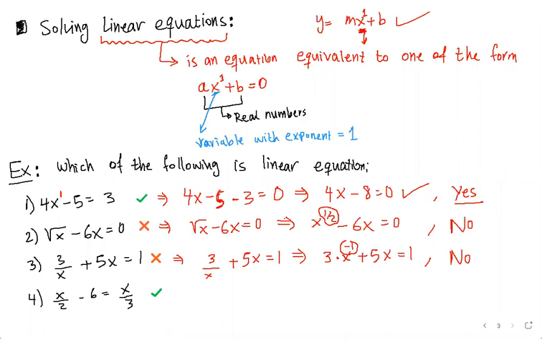Explain why. The important things for looking for linear or not linear: the exponent of the variable must be 1. This is the first thing. Second, this equation is equivalent to ax plus b equals 0. Why? Because if I subtract x over 3 from both sides, x over 2 minus 6 equals x over 3, this gives me x over 2 minus x over 3 minus 6 equals 0.